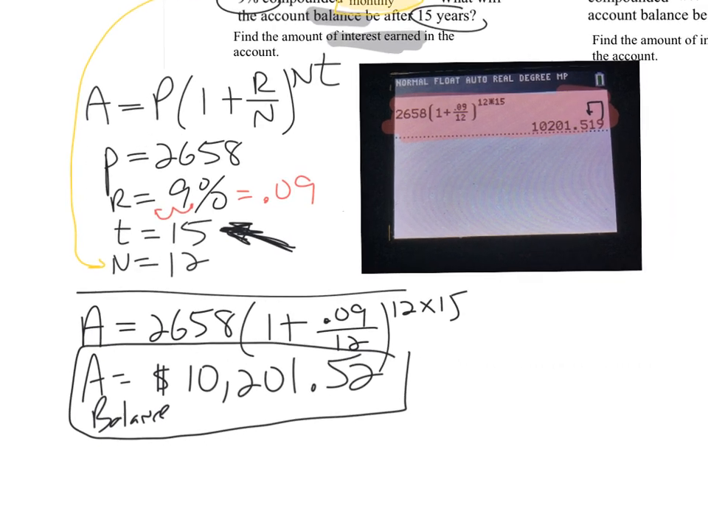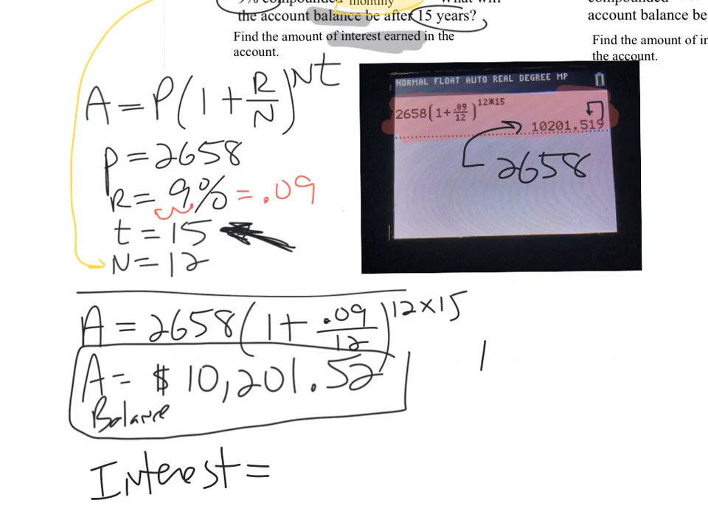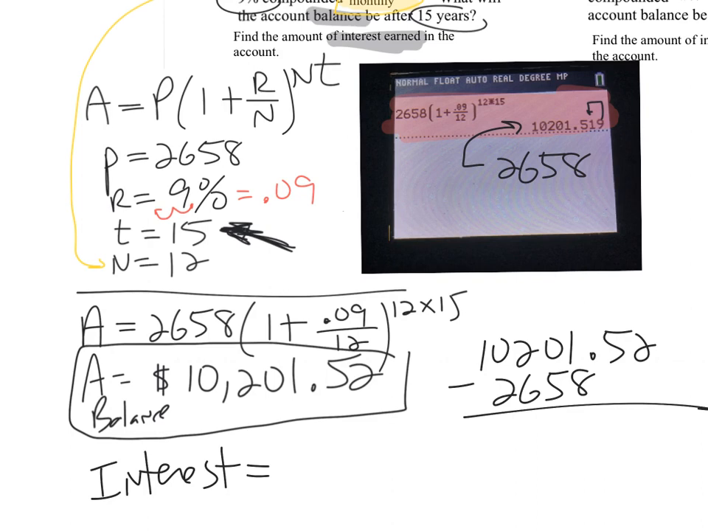Now, the way we calculate the interest is basically the extra money that you make. So for example, you put $2,658 in the bank. You now have over $10,000 in the bank. So what we're going to do is take the $10,201.52 and subtract the $2,658. That's how much extra, that's how much interest you make.